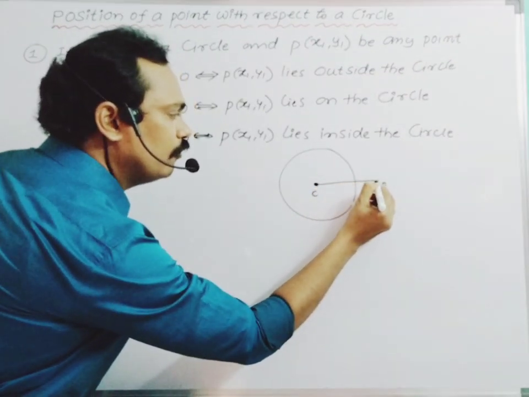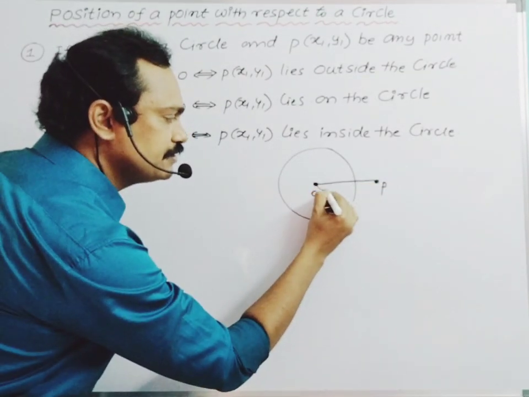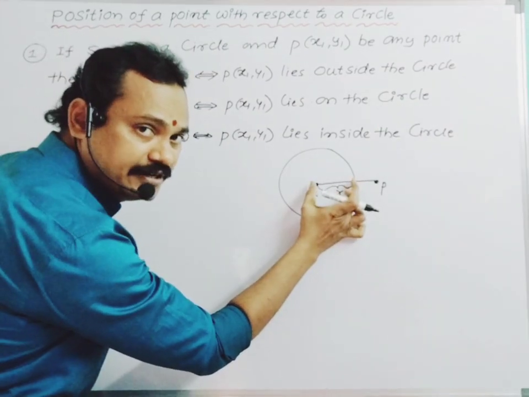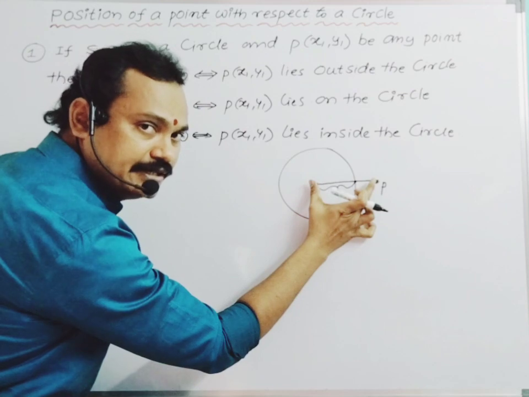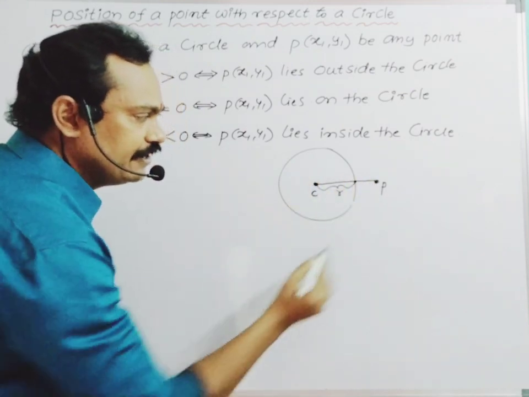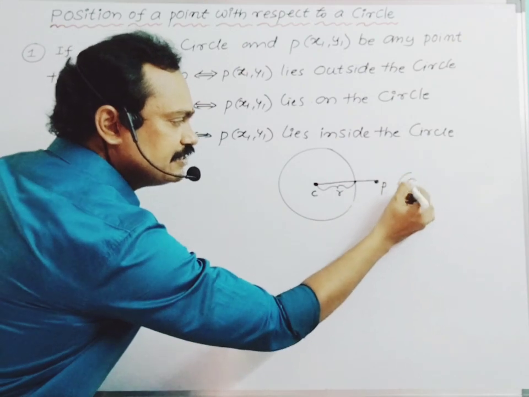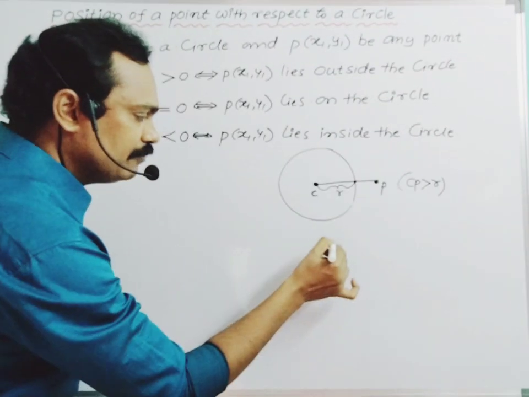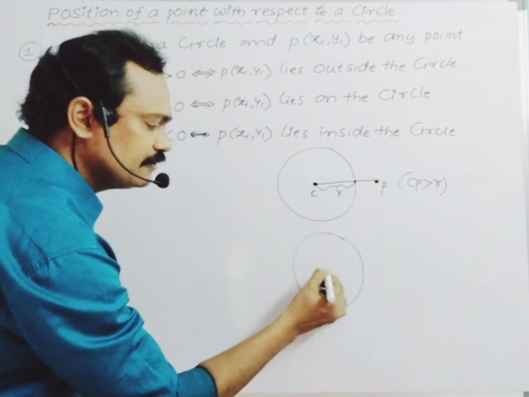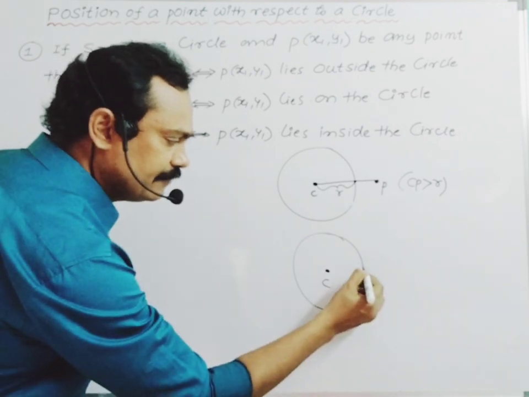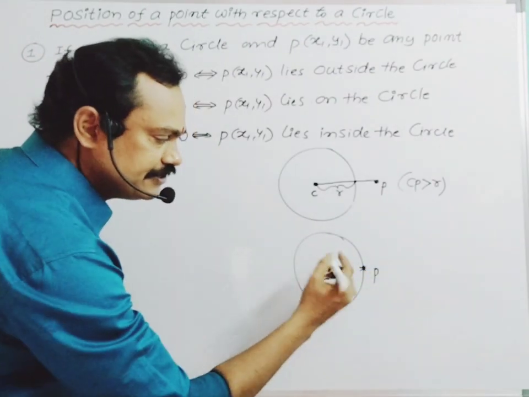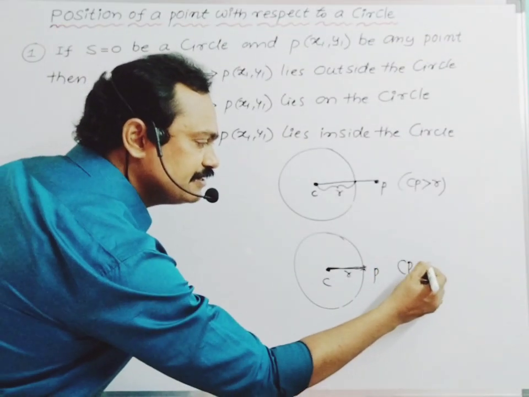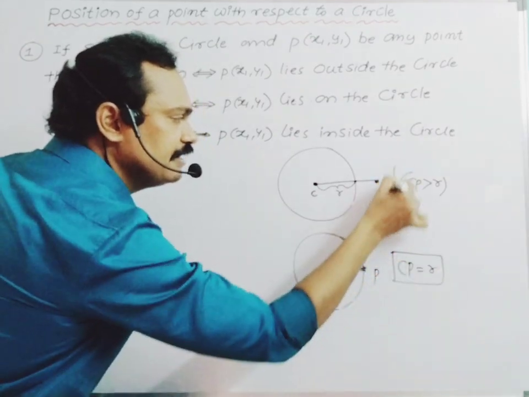What about the CP distance and the radius? This distance is the radius of the circle, and CP distance is more than the radius. If P is outside the circle, then CP distance is more than the radius. One more case: C is the center of the circle, and if P lies on the circumference of the circle, CP distance is nothing but R. Here, CP equals R.